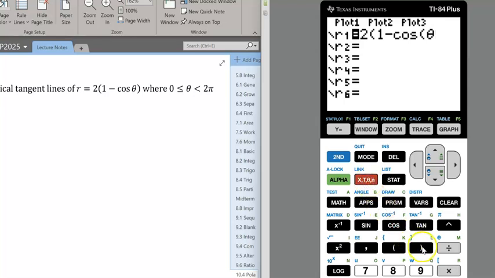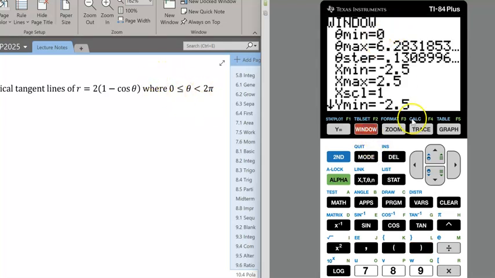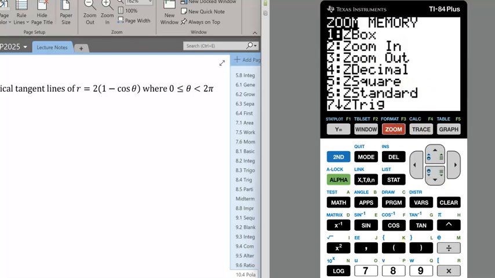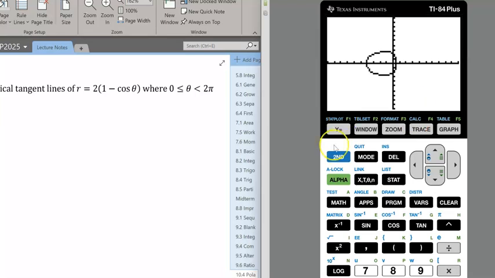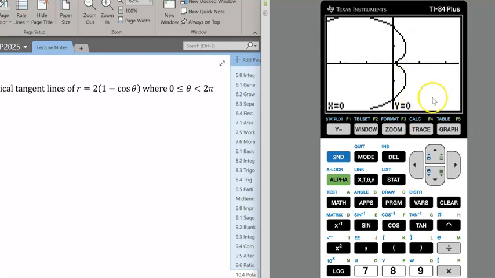Notice that when I hit x, I do get a theta. And I'm going to hit window next because I want to make sure that I am letting theta run from 0 to 2 pi. I'm going to first just graph it on a standard window because that's how it'll look most of the time when you hit graph if you haven't zoomed in, which I'm going to do now. I'm going to hit zoom 2 to zoom in a little bit.